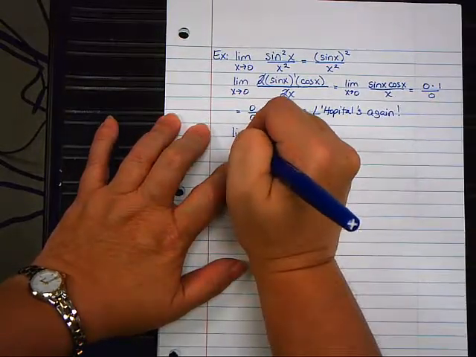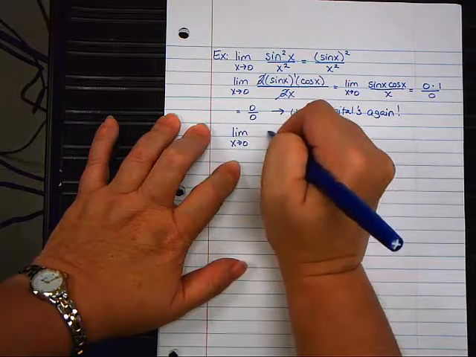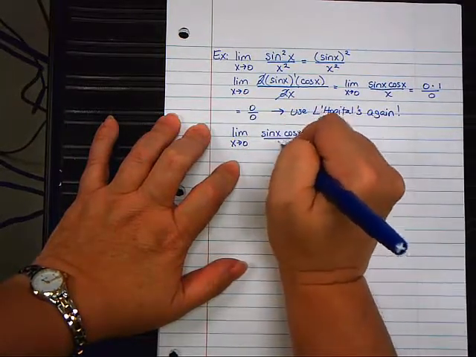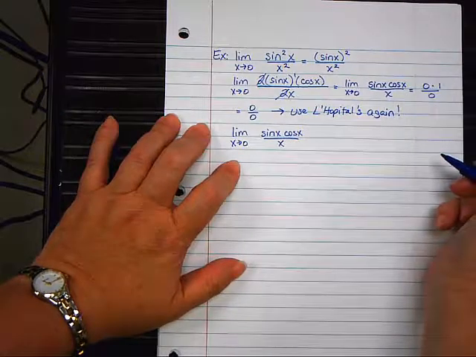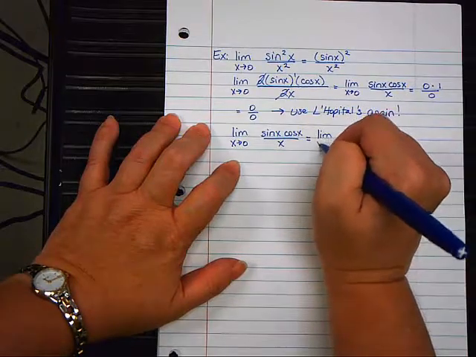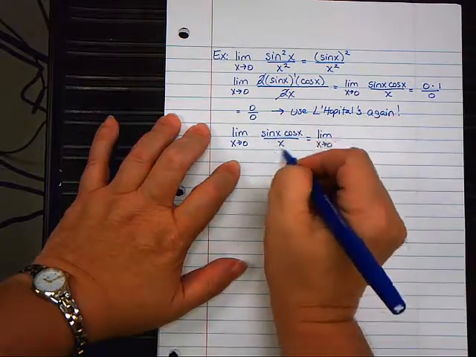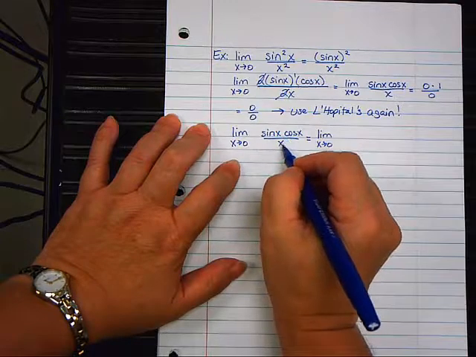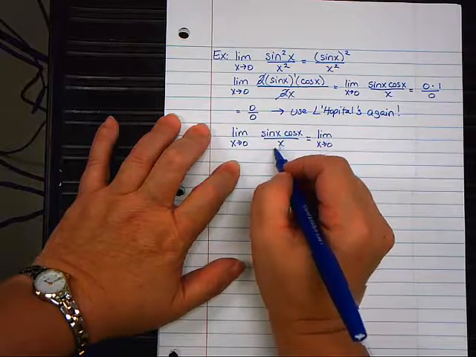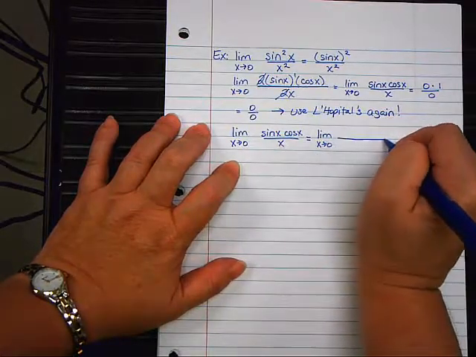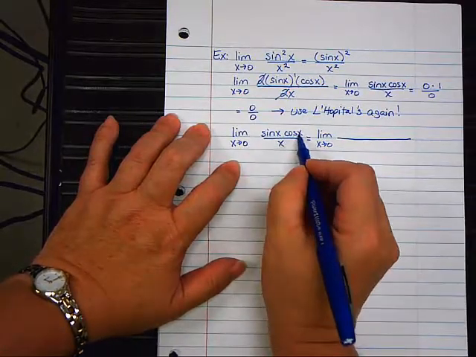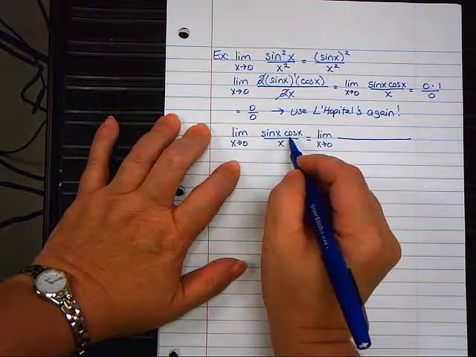So let's write our problem down as to where we were. We had sine of x times cosine of x over x. Okay, now we're going to take the limit again, but we're going to do L'Hopital's to this. Now, do you see ahead of time that when I do the derivative of the bottom, it's going to be a 1 this time? So that means that I will be done after this time through. What rule do I need to use with the top of this? I have two functions multiplied together, so I will have to use the product rule.